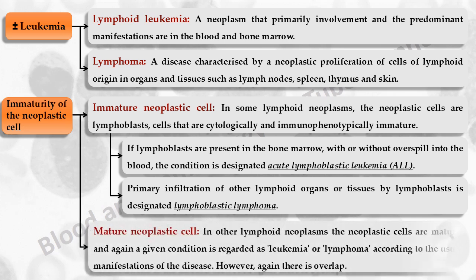In other lymphoid neoplasms, the neoplastic cells are mature, and again a given condition is regarded as leukemia or lymphoma according to the usual manifestations of the disease. However, again there is overlap.